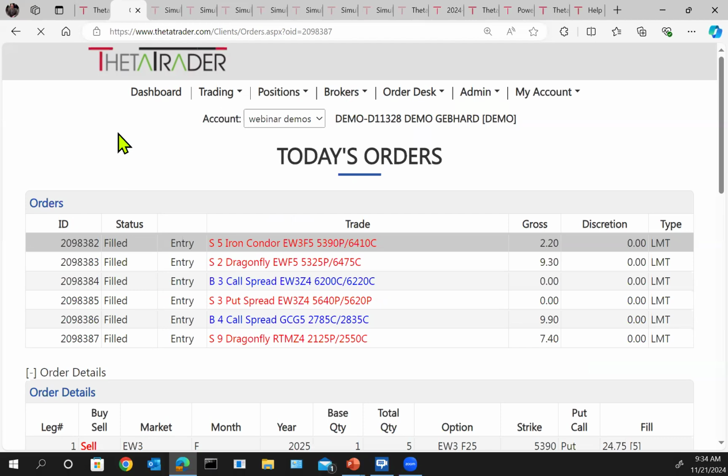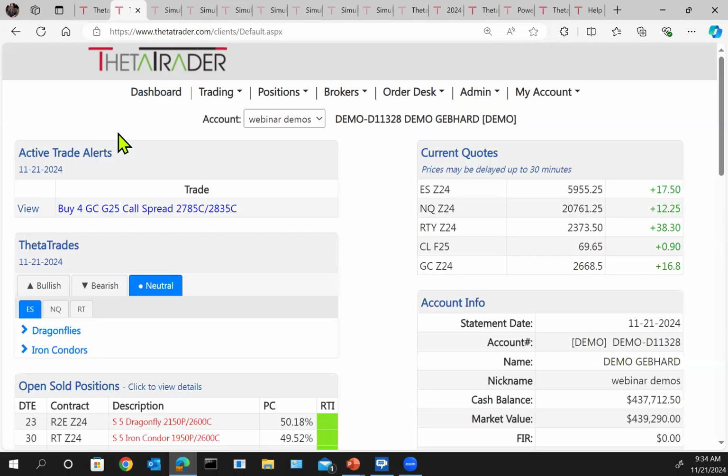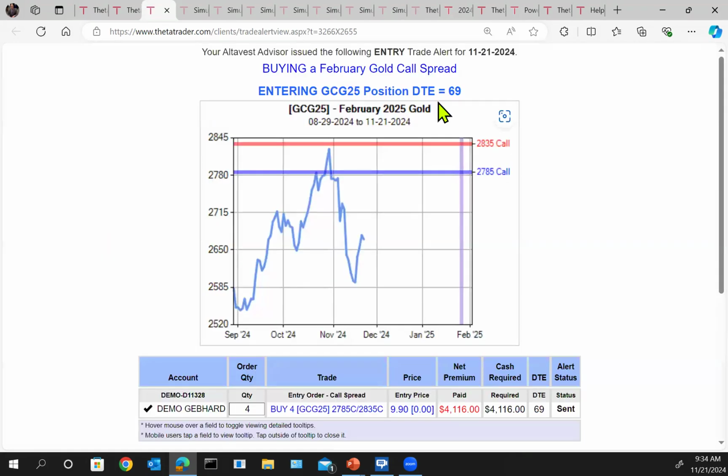But that's a real, if this were not just a demo account, that's exactly what it would look like here. And this is one for gold. And it's going to be the same process. People like having that chart to look at as well. And just that brief description, everything here, nice and compact, everything you need to know about the trade.